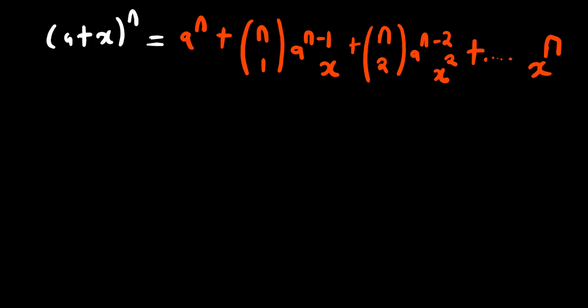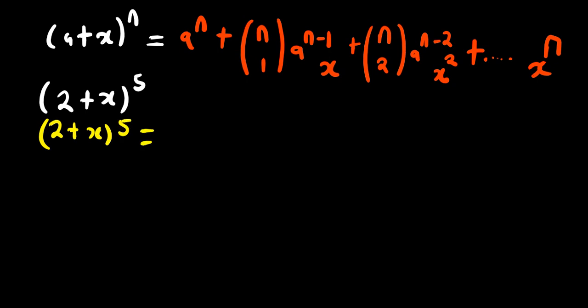Let's solve an example. Let's say they've asked you to solve using the binomial theorem: you have 2 plus x to the power 5. So how are you going to solve this? You are going to have 2 plus x to the power 5 equals, if you are using the binomial theorem, a is the first term, so in this case 2 will be our first term, so I'm going to write my 2.